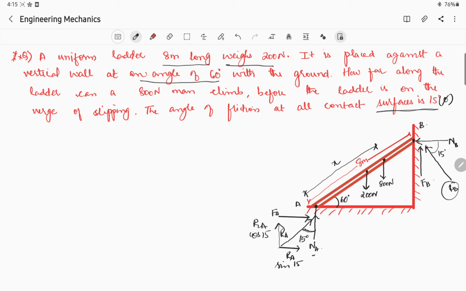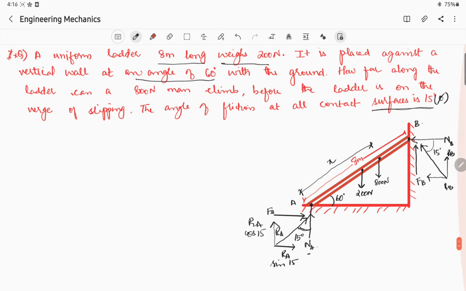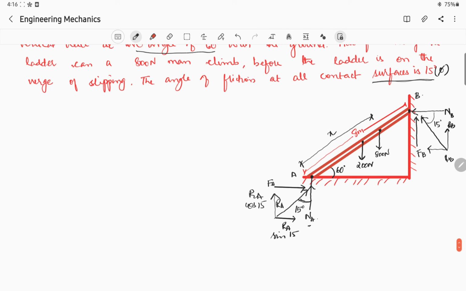Here also the same thing will happen: at this location we have RA, and this is RB, no? So we'll have two components here. This is with the x-axis, so RB sin 15, and here this will be RB cos 15. Okay, so RA and RB we have added.